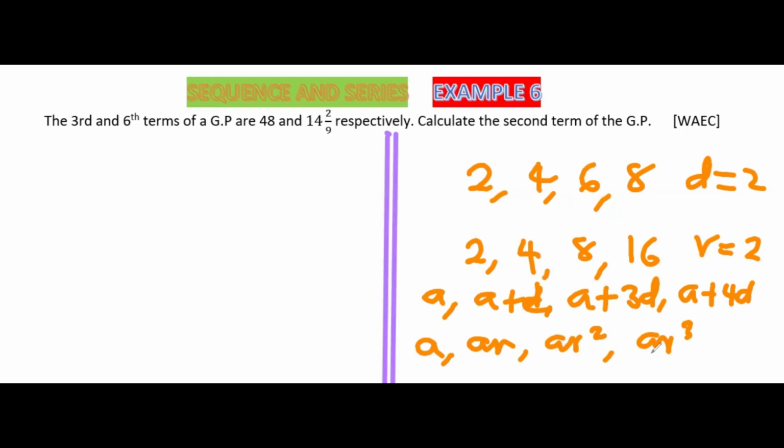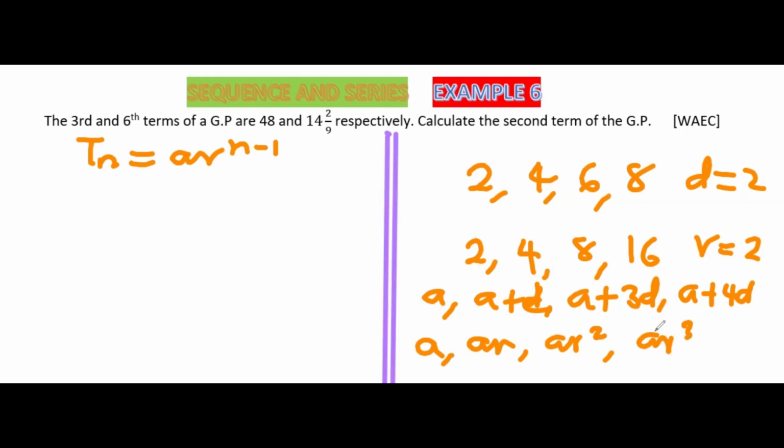That means the general formula for this one: if the fourth term has power 3, then the 100th term of a GP will have power 99. Hence, the nth term of GP is obtained as Tn equals AR to the power of n minus 1. The power must be 1 less than the term it represents. So if it is the fourth term, when n is 4, the value here will be 4 minus 1, which is 3.